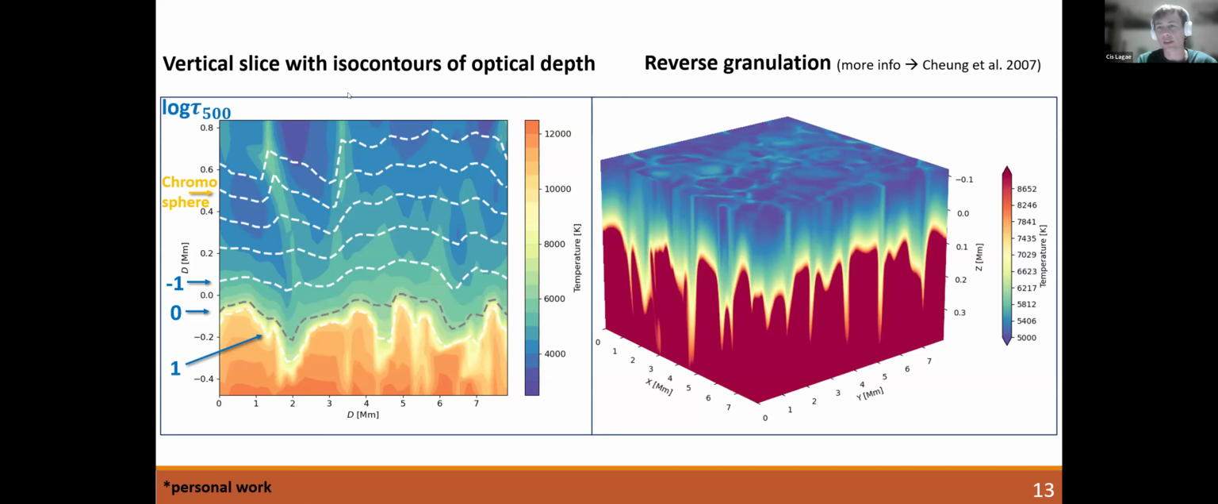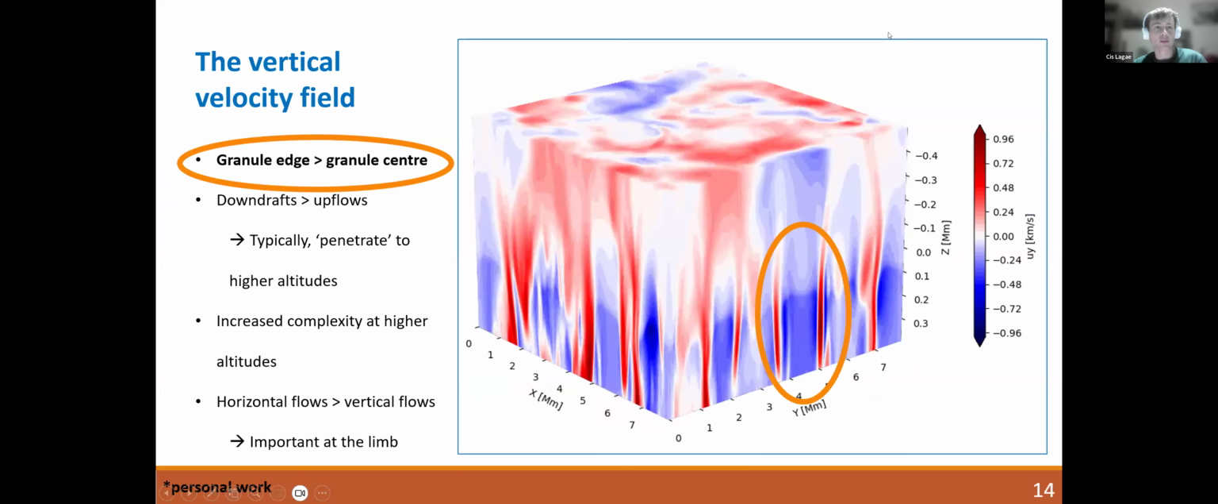If you want more info about this, there's a nice paper by Shen et al. 2007 that explains more about the physics of this. This already explains a bit about the temperature structure of the photosphere. If we look at the velocity field, we can also learn a bit more about what's happening in the stellar surface. So I've plotted the same again on the right.